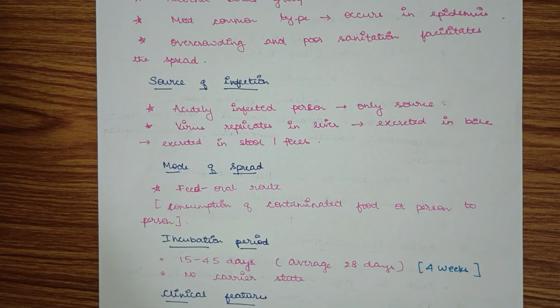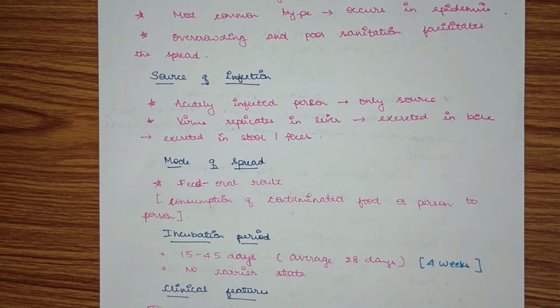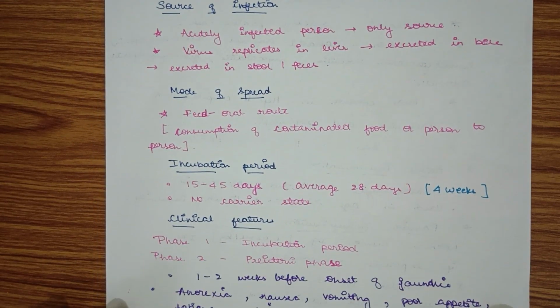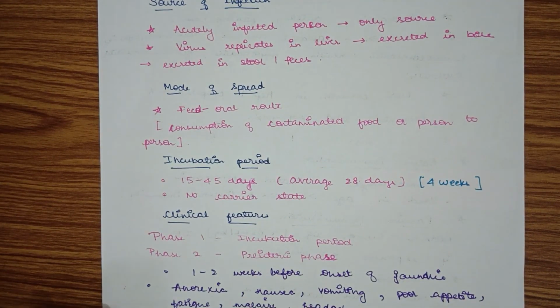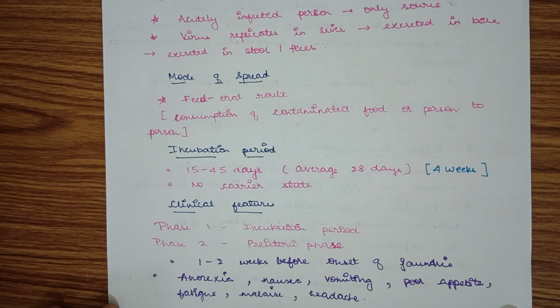So, the mode of spread can occur via the fecal-oral route due to consumption of contaminated food or person to person transmission. The incubation period is 15 to 45 days with an average of 28 days or 4 weeks. There is no carrier state in case of hepatitis A, whereas in hepatitis B and C there is a carrier state.